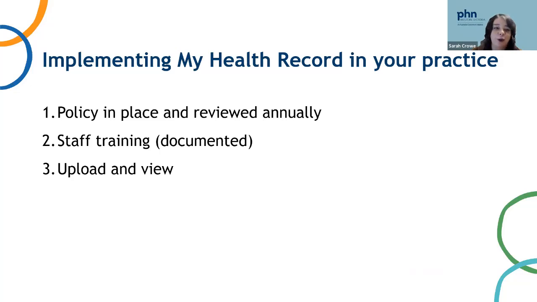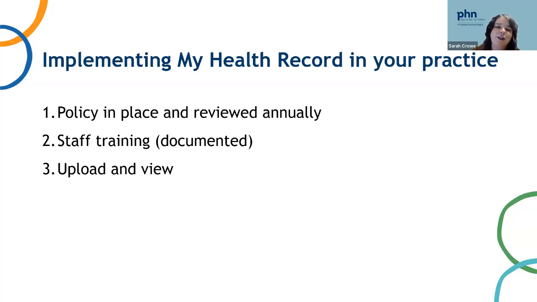So when it comes to actually putting all this into practice, how do I implement my health record effectively in my practice? I like to simplify it down into 3 steps. 1, you must have a policy. As a practice, you must have a policy in place. I'm going to give you some guidance and some resources around that. There is a template available, but you must have a policy in place that gets reviewed annually. Much like most of your policies, a lot of your policies need to be reviewed at certain points to get through your accreditation. This has to be in there and it must be reviewed and kept up to date.